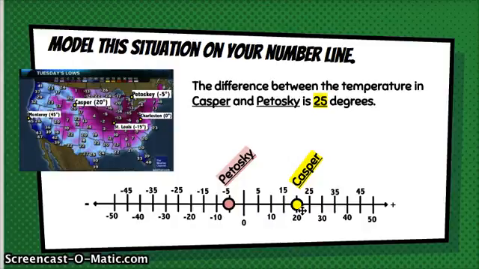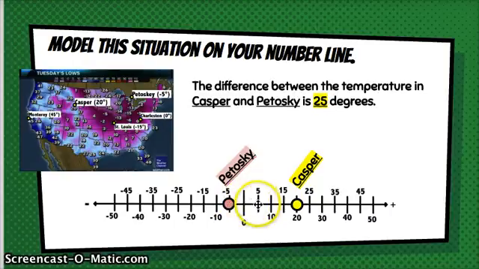Now again, when you count, don't count 1, 2, 3, 4, 5, because each space here is not worth 1. We're skipping by 5s, right? 5, 10, 15, 20, 25, 30, and so on. So each space is worth 5. So it doesn't matter where you start, as long as you start at one city and go to the other. So I'm going to start at Petoskey, and it's at negative 5 degrees, and then I begin to count.